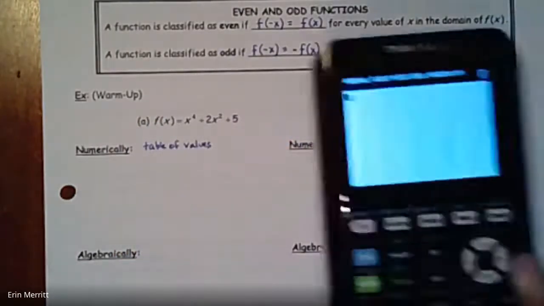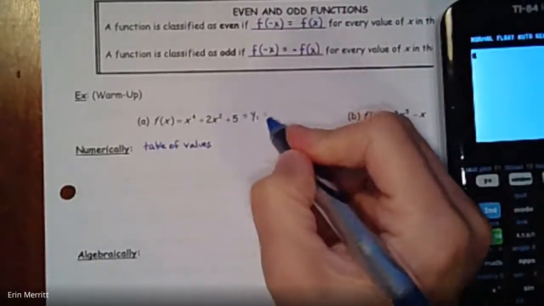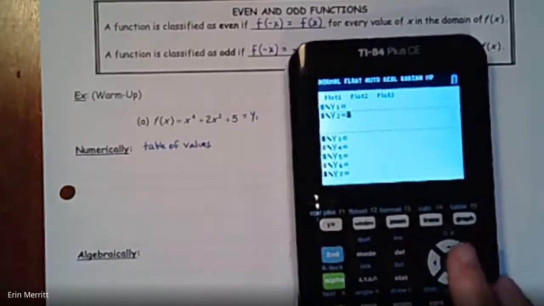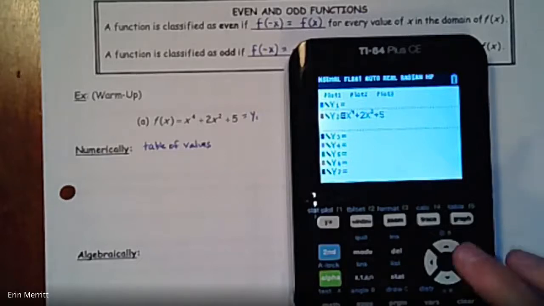So what I'd like you to do is go into y1 and type in this equation. Whatever's in there, get rid of it. And so we can type in our x to the fourth power, and then plus 2x squared, and then plus 5. Oops, I typed mine into y2, but it doesn't really matter.